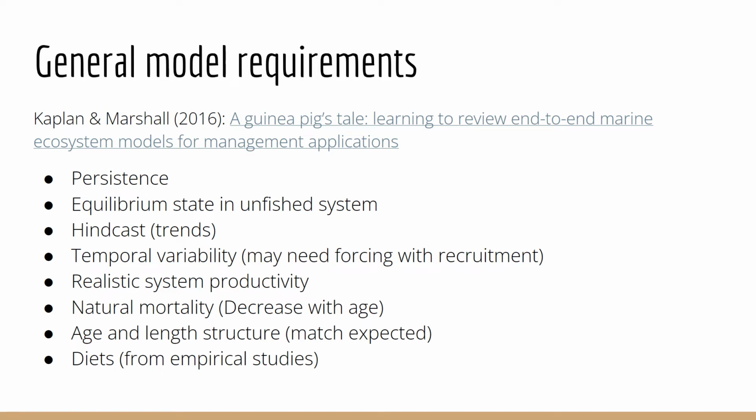The general model requirements are: all groups should persist above some level, 10% of initial biomass is considered, all groups should reach some equilibrium state in an unfished system, all groups should reflect historic trends, and temporal variability should be replicated. However, this tends to be only possible if you're forcing a model with recruitment data. Also, realistic overall system productivity should match stock assessments or life history theory within some tolerance level. Natural mortality should decrease with age, and age and length structures should match what is expected. And finally, diets, they should be taken from empirical studies.